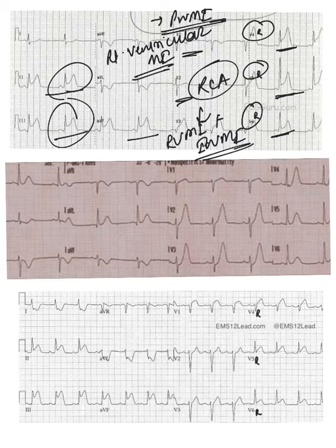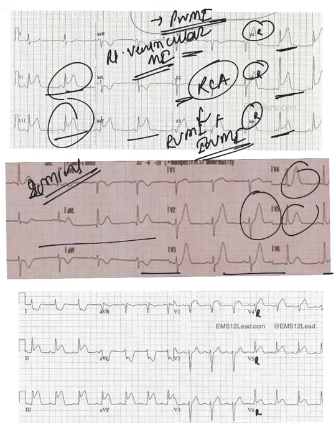Here this patient has presented with 20 minutes of typical chest pain, and the ECG is showing hyperacute T waves. This is the first sign of MI on ECG.